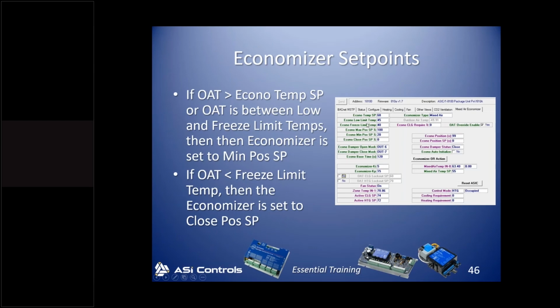And then if the outside air temperature is below the freeze limit in degrees, then we actually go to the closed position because that's really cold. So you can set those closed, min and max positions in terms of percentage. And so that means the temperature range for the outside air when we can use it for free cooling is when it's lower than the econo temp SP, but higher than the econo low limit.